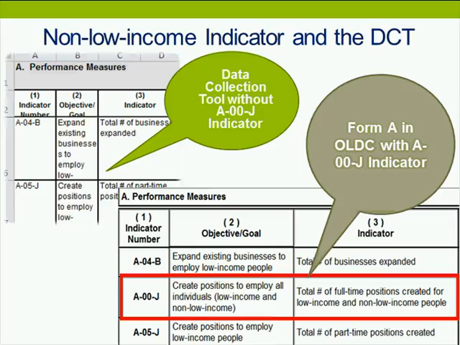So you'll have to keep track of the positions created for non-low income individuals in a different method outside the data collection tool. This slide depicts the slight difference between the data collection tool, which does not include the indicator for non-low income people, and the PPR form in the online system, which does. You'll see on your left, the data collection tool goes from indicator A04B to A05J, and the PPR form, on the right of your screen, does include that indicator. That's the one main difference between Form A and the data collection tool.